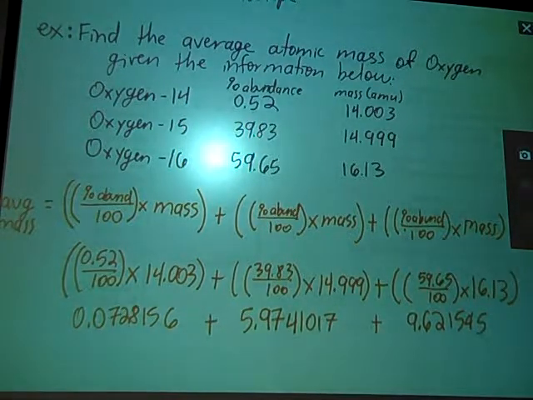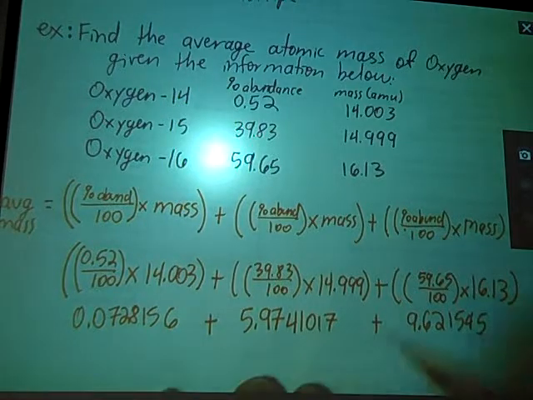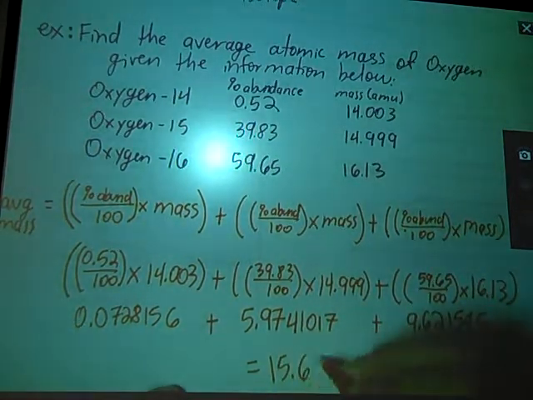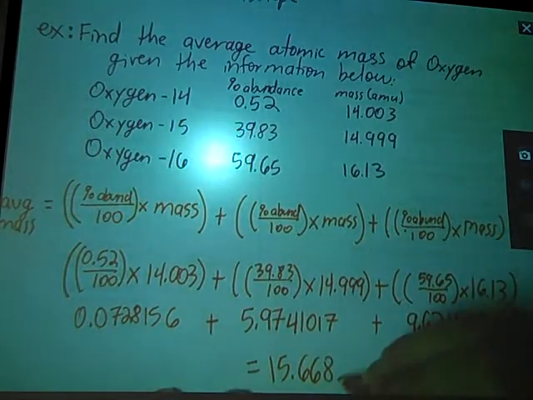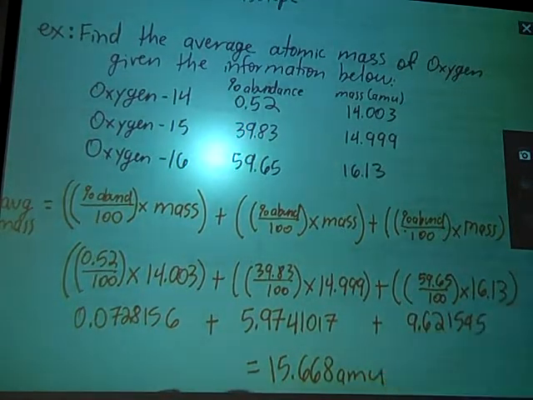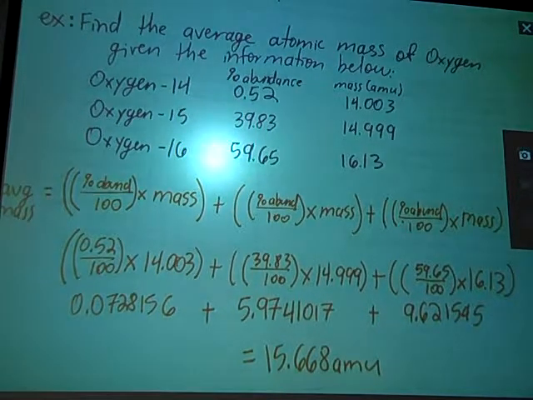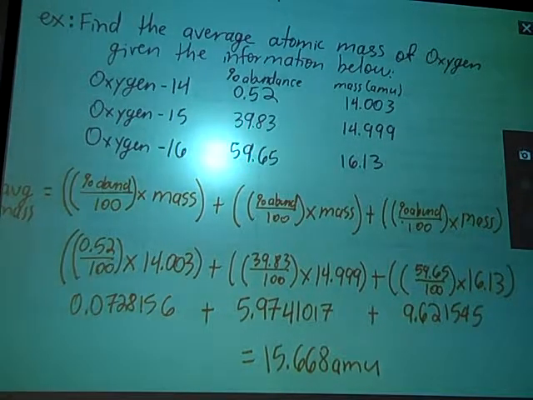It's 5.9. There we go. Equals, when I add all those together, 15.668. We'll stop there. AMU, since we're talking about atoms. Now, before you leave me all kinds of nasty comments that say, but on the periodic table, oxygen's mass is 15.9998. I made this problem up. This was just meant to be an example.